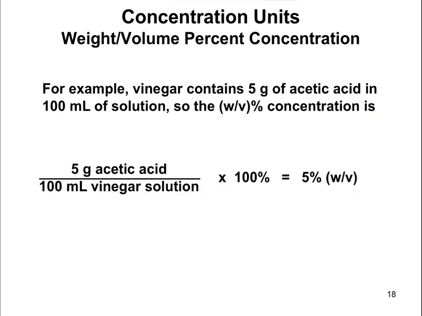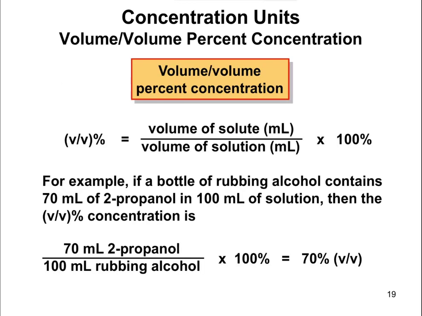So an example here: vinegar. The active component in vinegar is acetic acid. If vinegar contains 5 grams of acetic acid in 100 milliliters of solution, we would say you have 5 grams of acetic acid divided by 100 milliliters of the total solution times 100% would get you to 5%. So basically 5 divided by 100 would be 0.05. You multiply it by 100, that gets you to 5, and you put a percent on the end. So again, that's weight volume percent.